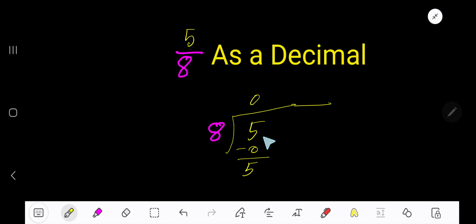Subtract, we get 5. To continue this process, take a decimal and add a number of zeros. That is, we are converting the whole number into a decimal. Bring down the first 0. Before the 0 there is a decimal. The decimal must come into the quotient directly.